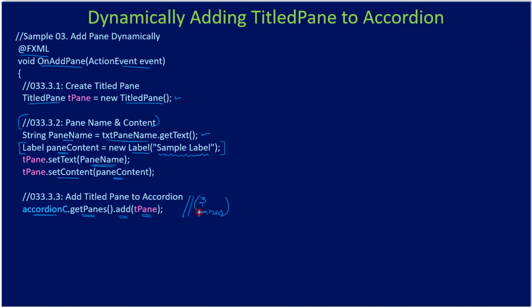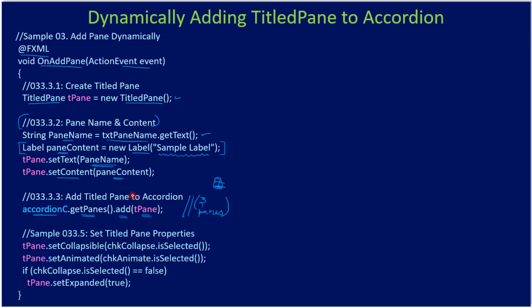So after this call there will be 4 panes. If the user clicks the add button 3 times, then there will be 6 panes. When we go to the demo, we will see that. So this is how we are adding a pane to the accordion control, a titled pane.